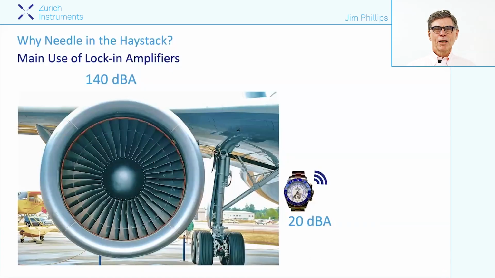Thank you, Kıvanç. And now let's take a look at what a lock-in amplifier can do for you. Why is a lock-in amplifier like listening to a wristwatch in the sound of a jet engine? Well, we do that with a lock-in amplifier. It's good at detecting tiny, tiny signals in the presence of large disturbances.